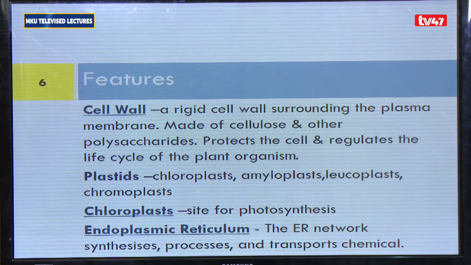For the rest of the plastids, we have the amyloplasts playing the role of a site for the synthesis and storage of starch. So they are basically starch granules. And then you have the leucoplasts, they are colorless, they also tend to store starch. Chromoplasts, on the other hand, tend to store the color pigments, basically contributing to the color that you find the plant bearing.